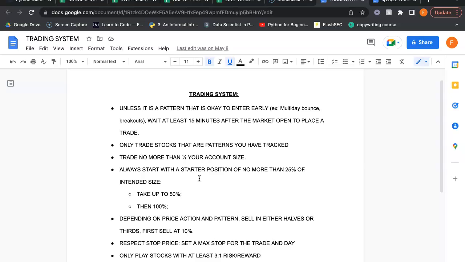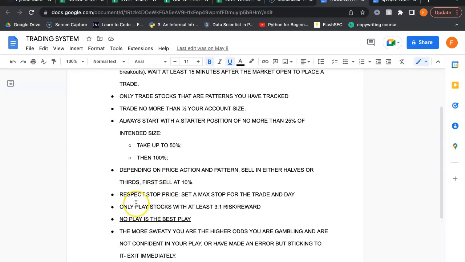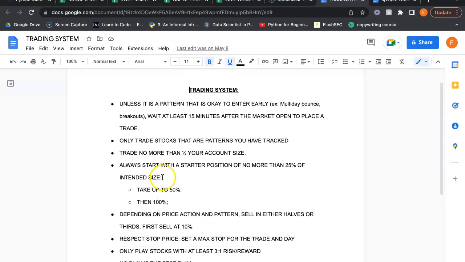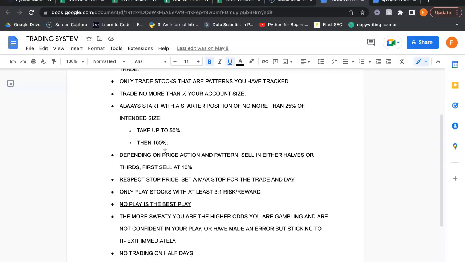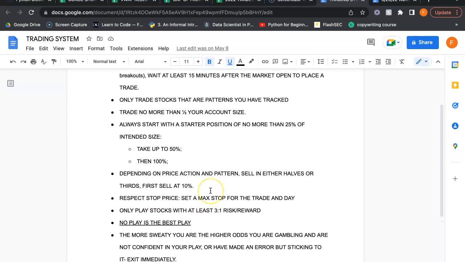But some simple ones is cutting your losses quickly. I know that's gotta be in here somewhere. One second. No way that's not on here. I guess respect stop price. I guess that's kind of how I worded it. Set a max stop for the day and trade day. Yeah, that's a way to put it. Or, cut your losses quickly, have a max loss of 5% or whatnot.